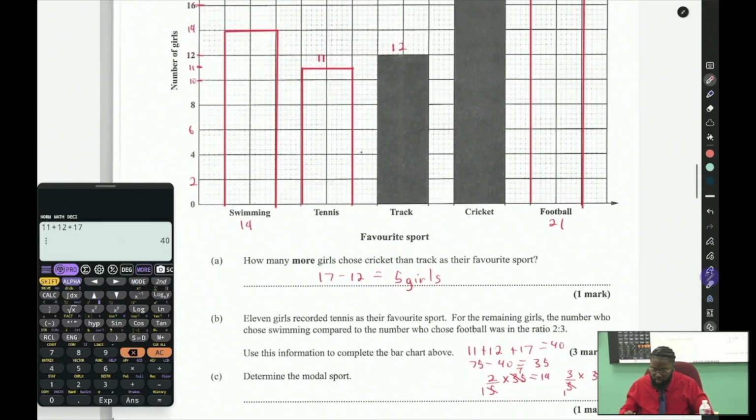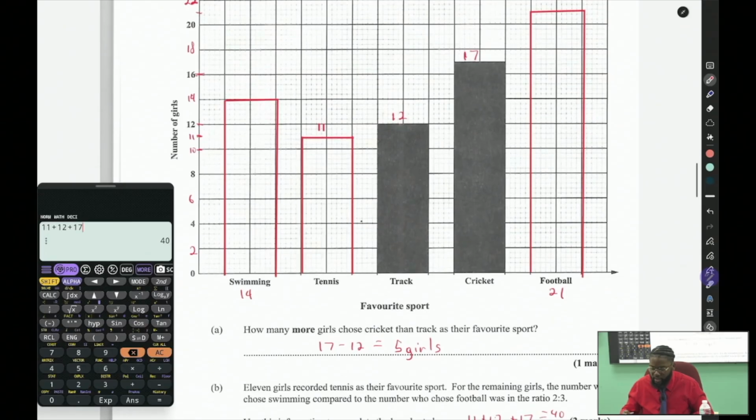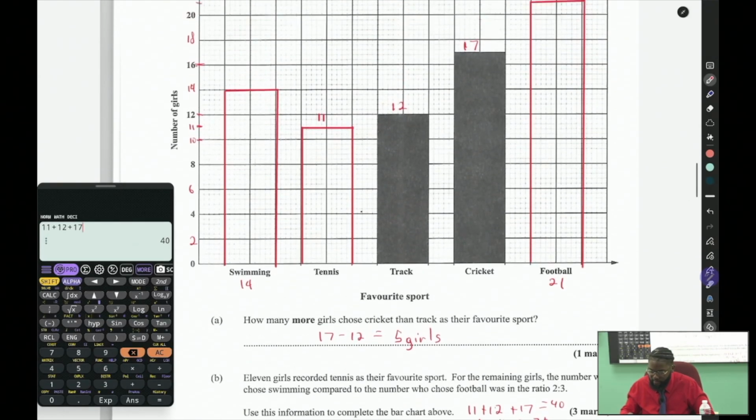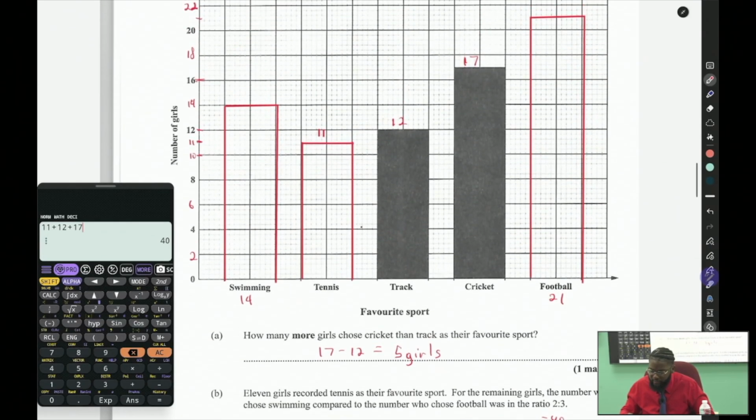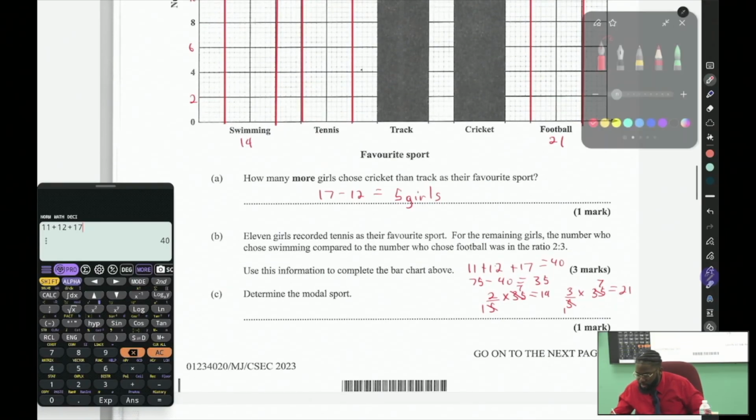Determine the modal sport. Now we know what the mode is. The mode of any graph is going to be the highest frequency. And football has the highest frequency of girls. So your answer would be football.